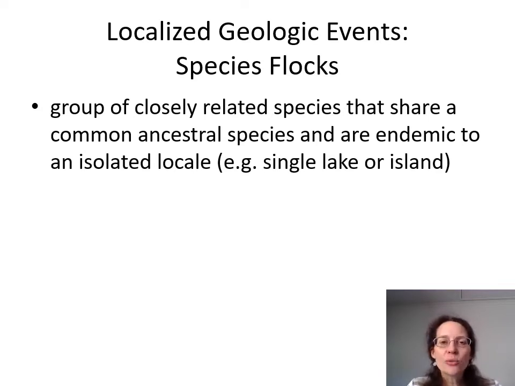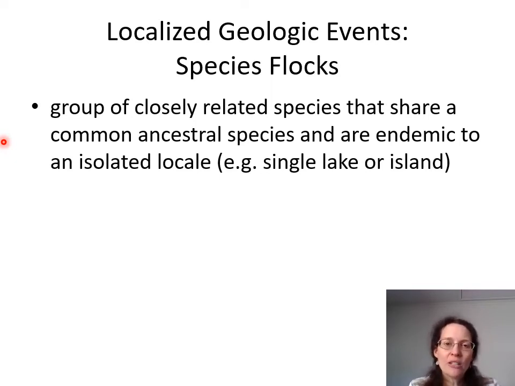These could be linked to those vicariance dispersal that we talked about. You find a group of closely related species that share a common ancestral species and are endemic to an isolated locale, like a single lake or an island. So endemic means they're native, that's where they're found, that's the only place they're found. A good example to think about is Darwin's finches.